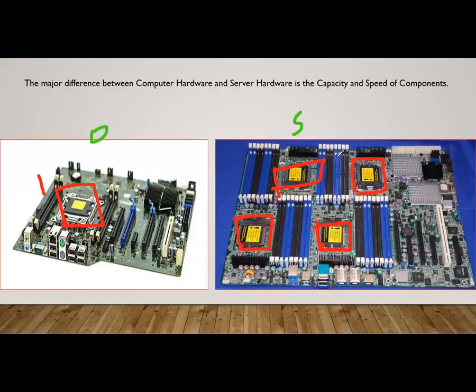Now, the reason why we need 2 processors and 4 processors is very simple. See, imagine you're using a mobile phone or a laptop or a desktop as of now to attend this particular session. Now, how many people can use your mobile phone or laptop or desktop at the same time?